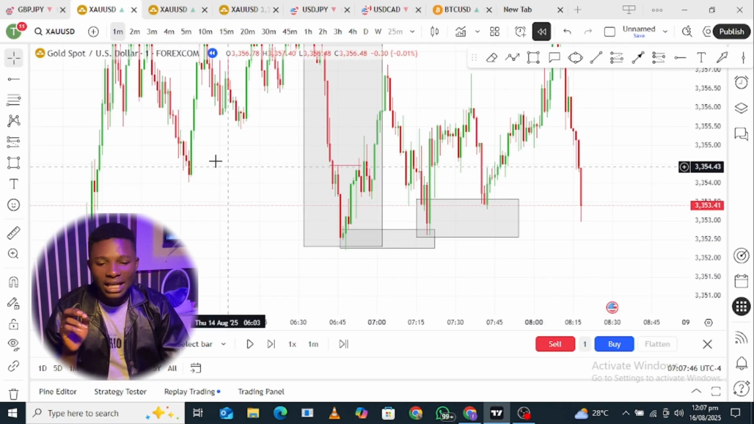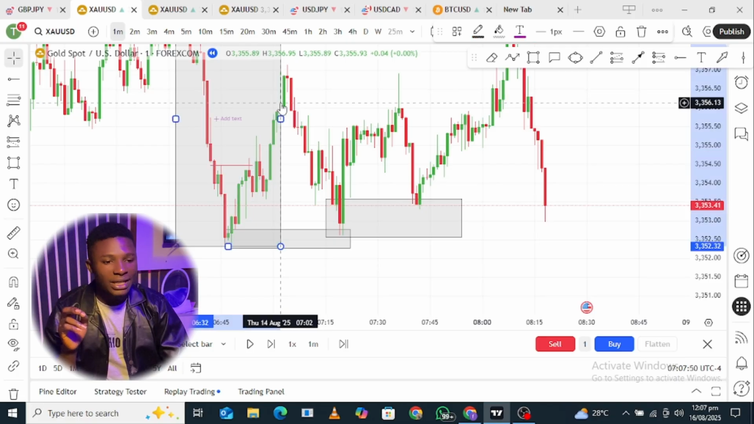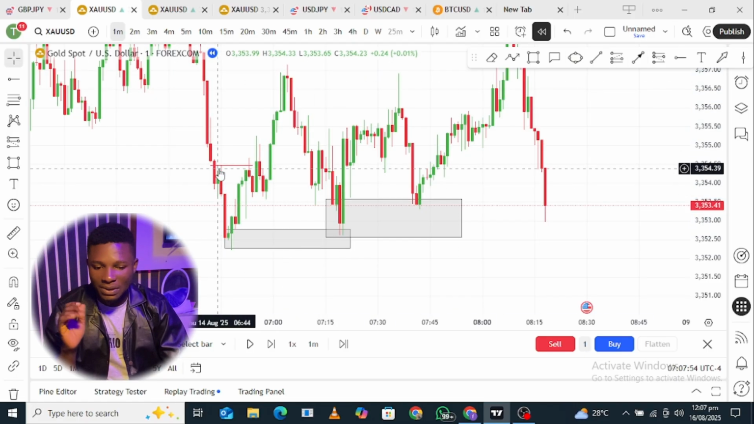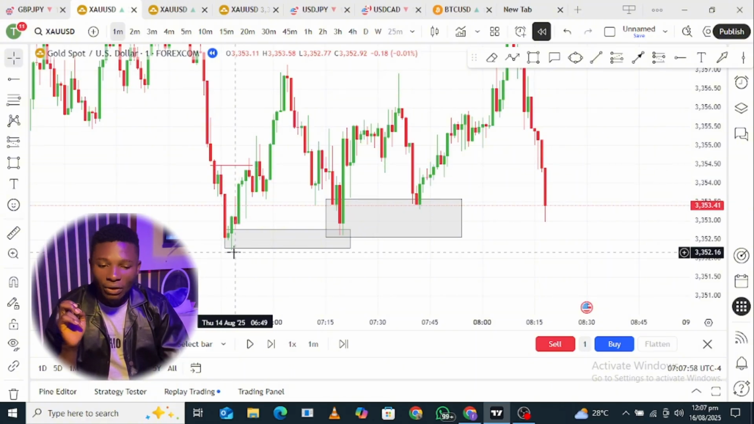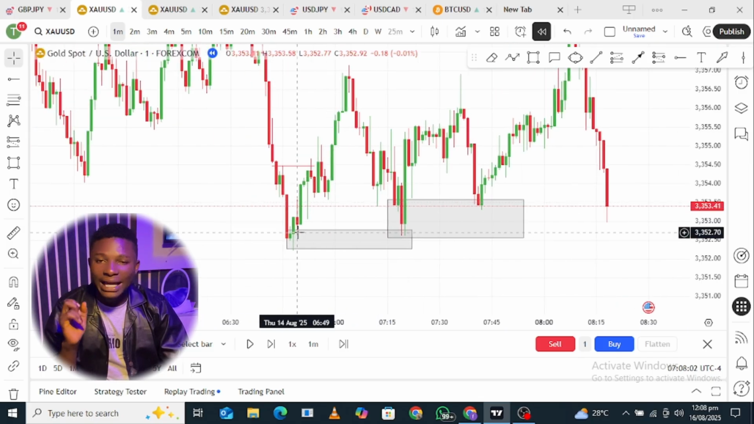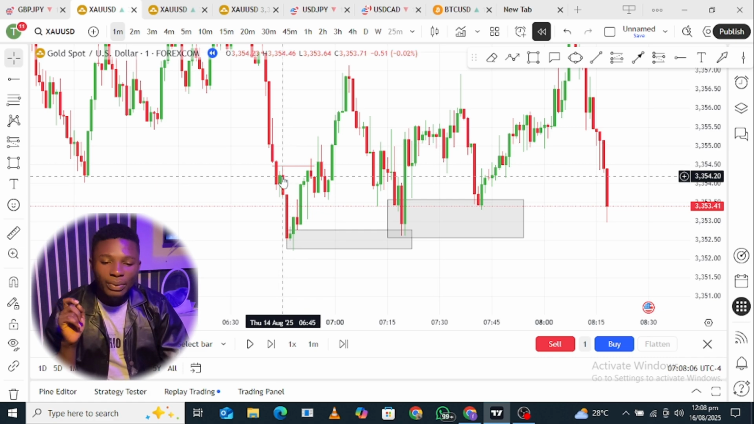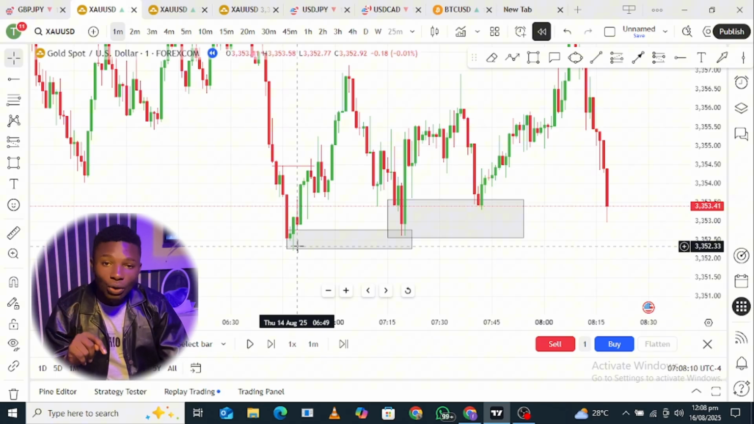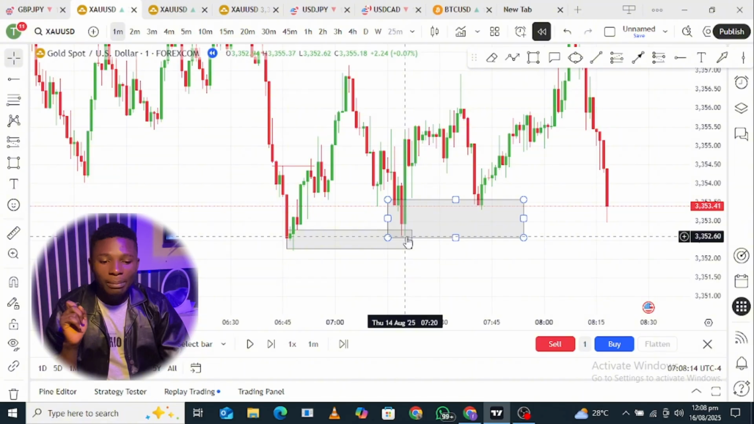You can see price ended up breaking this particular high. Let me delete this particular range. Price broke this particular high, and price is not going to respect this particular order block. Price is going to respect the order block below it. Can you see? Because this particular order block broke only one single high, which is this particular high right here. So price is not going to respect this order block, price is going to respect the order block below it. So this was how I was able to see my first entry.